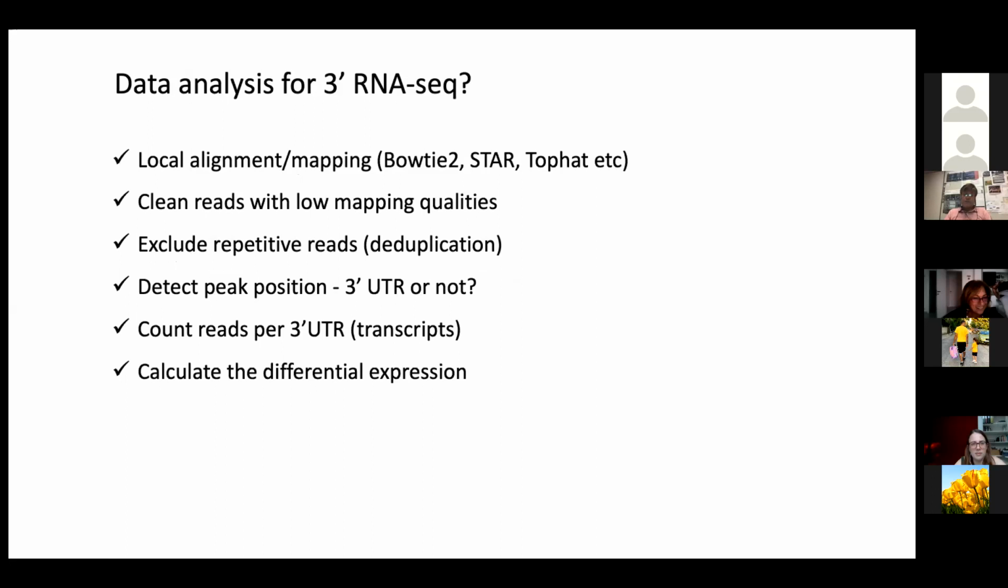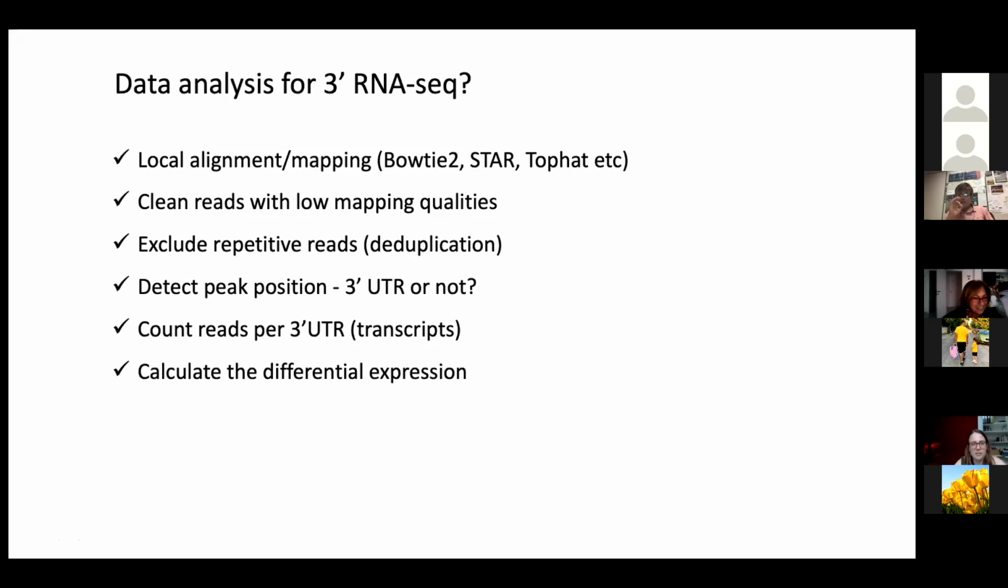The procedure we were looking at for analyzing this data is, of course, a local alignment using different mappers, mainly mappers which give me gaps or splicing sites, although I think we could also work with a simple Bowtie. Then I will clean out the low mapping qualities.